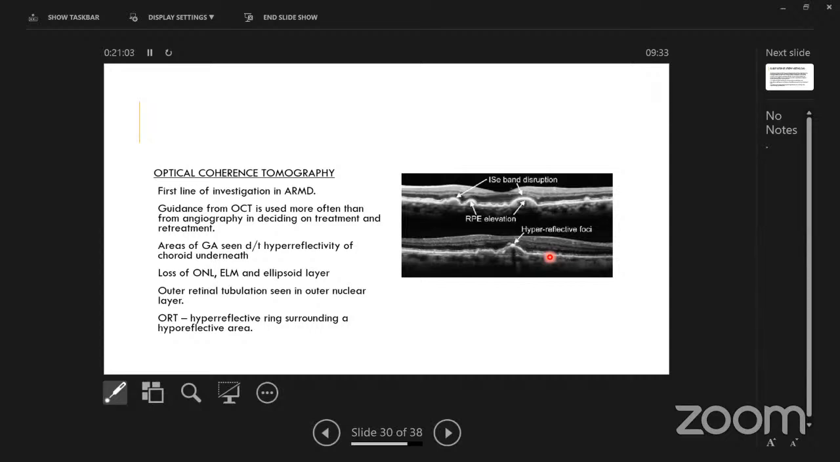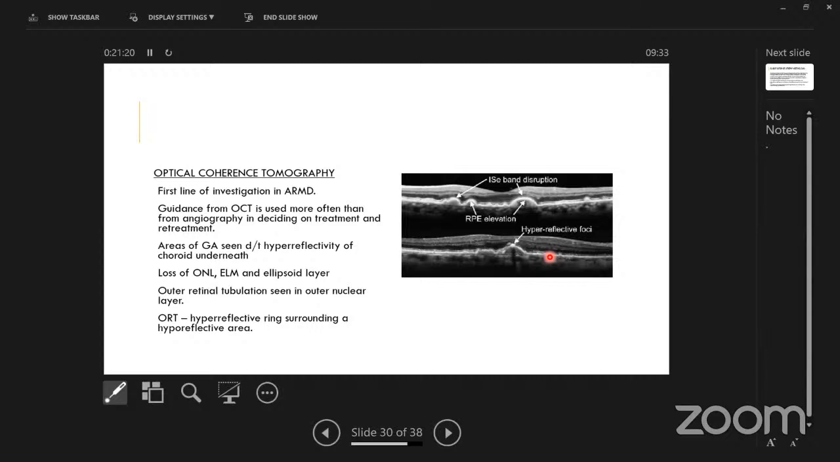Metamorphopsia may be present. So they may present with slightly reduced vision, metamorphopsia. Okay. Yes, sir. So those are the usual things. So here you have to look again for the ISOS junction. If that is disrupted, then the visual effects are more.